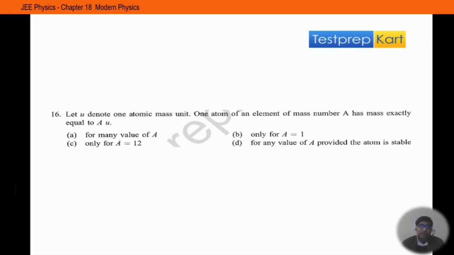Next is, let U denote one atomic mass unit. One atom of the element of mass number A has mass exactly equal to A into U. So what is the value of A? Here we need to recall the definition of one atomic mass unit. One atomic mass unit is defined as 1/12 of the mass of carbon-12. So if the mass number is A equals 12, then the atomic mass of that particular atom will be exactly equal to A into the atomic mass unit. So it is valid only for A equals 12.